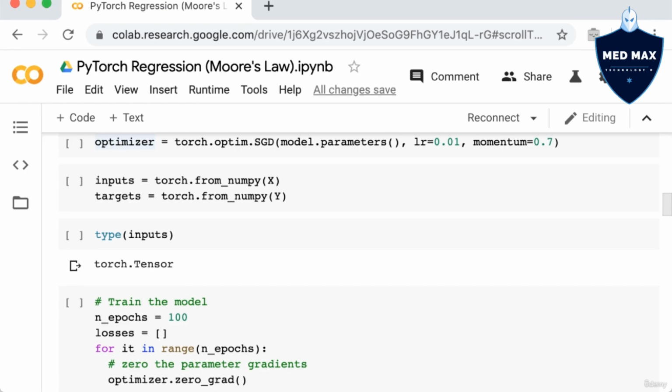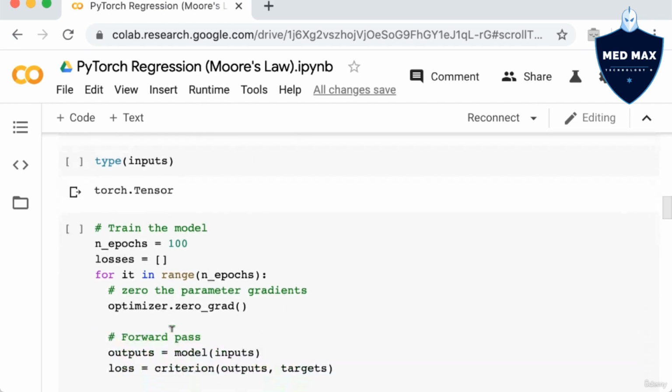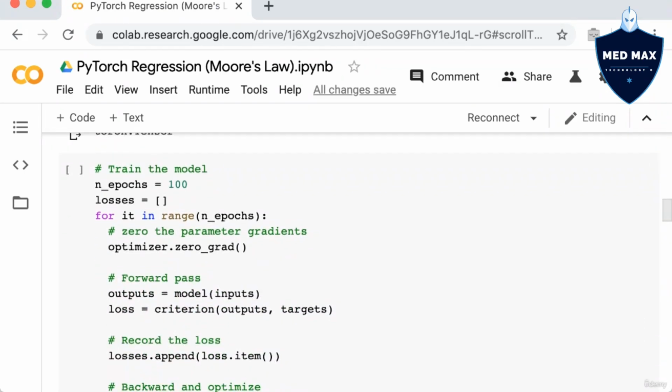Next, we're going to convert our NumPy data arrays into torch tensors using the fromNumPy function. Next, we're going to run our main training loop. As promised, this is the exact same thing as what we had earlier, just with a different number of epochs.